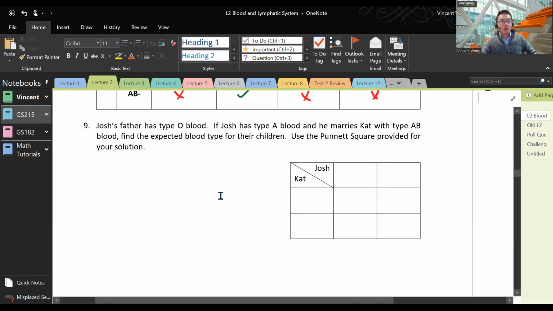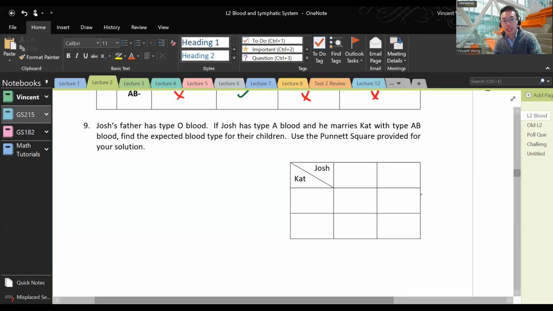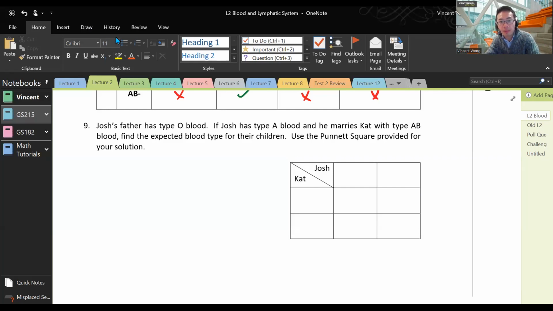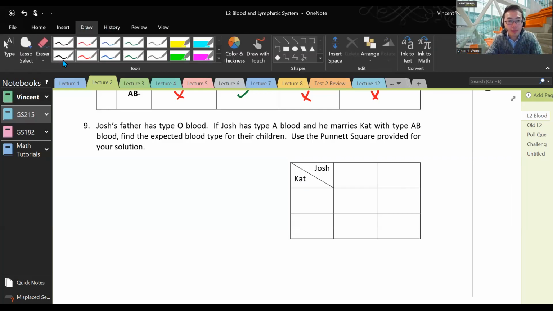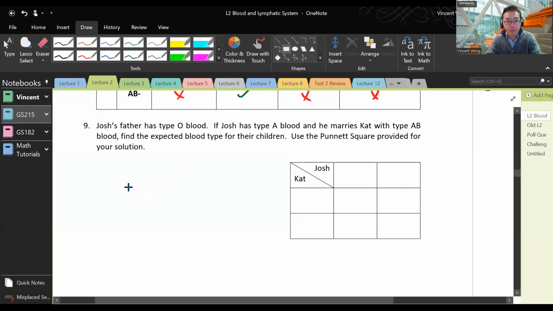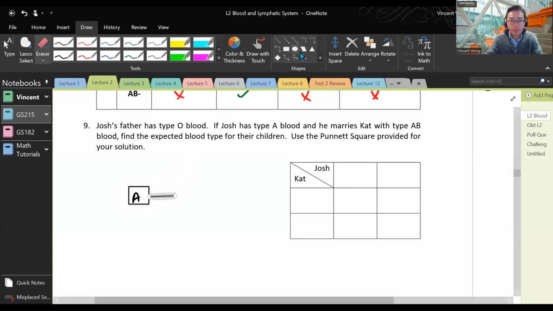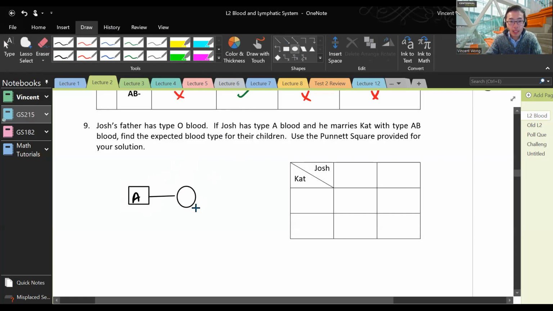Next question. Josh's father has type O blood. If Josh has type A blood and he marries Kat with type AB blood, find the expected blood type of their children. Use the Punnett square provided for your solution. So let's do a Punnett square and a pedigree. Okay, here's Josh. Josh is type A, and then he's gonna marry Kat. Kat is AB blood.